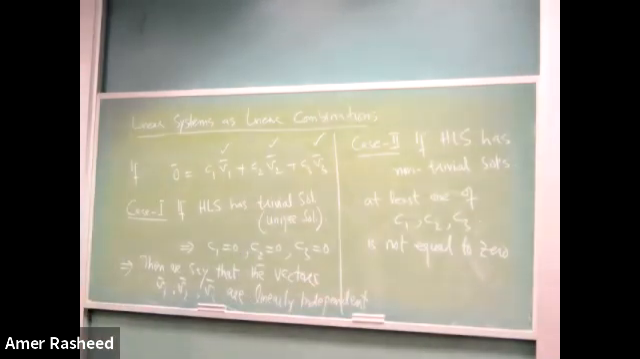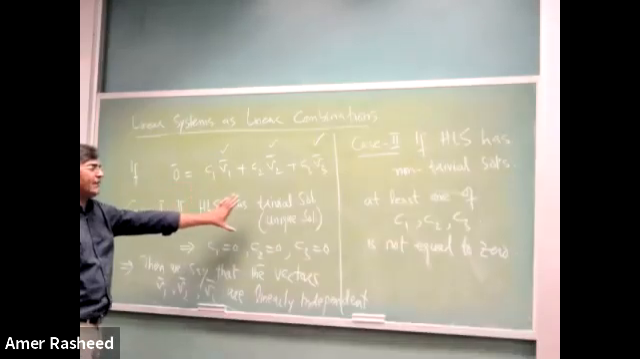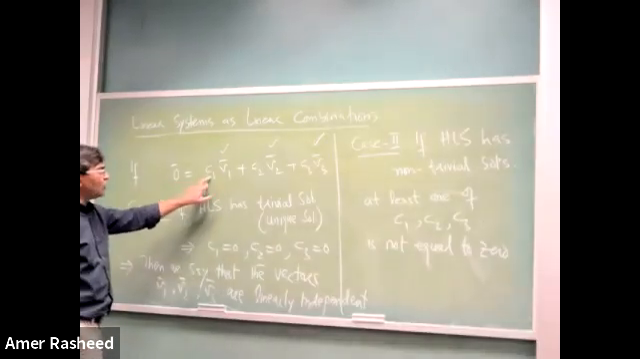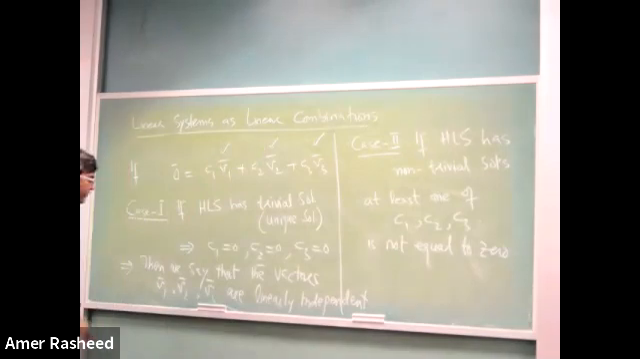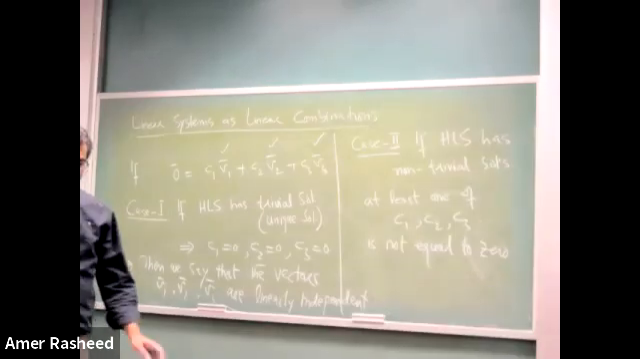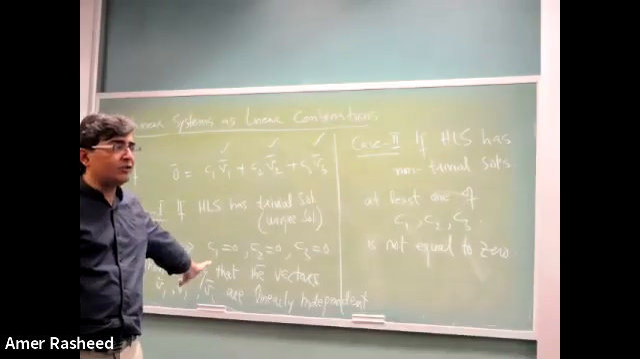Sir, when do we say this? When this homogeneous linear system has only the trivial solution. It means all the constants C1, C2, C3 are all zeros after solving this homogeneous linear system. Then we say that these vectors v1, v2, v3 are linearly independent. Sir, I was saying that they're also going to be linearly independent.